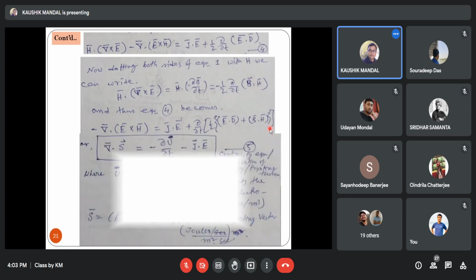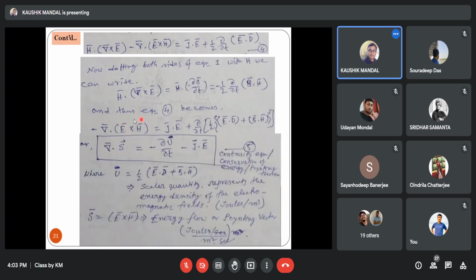This divergence of E cross H is basically representing the energy. E cross H is represented by S, and it is known as the Poynting vector, or energy flow. So S equals E cross H.